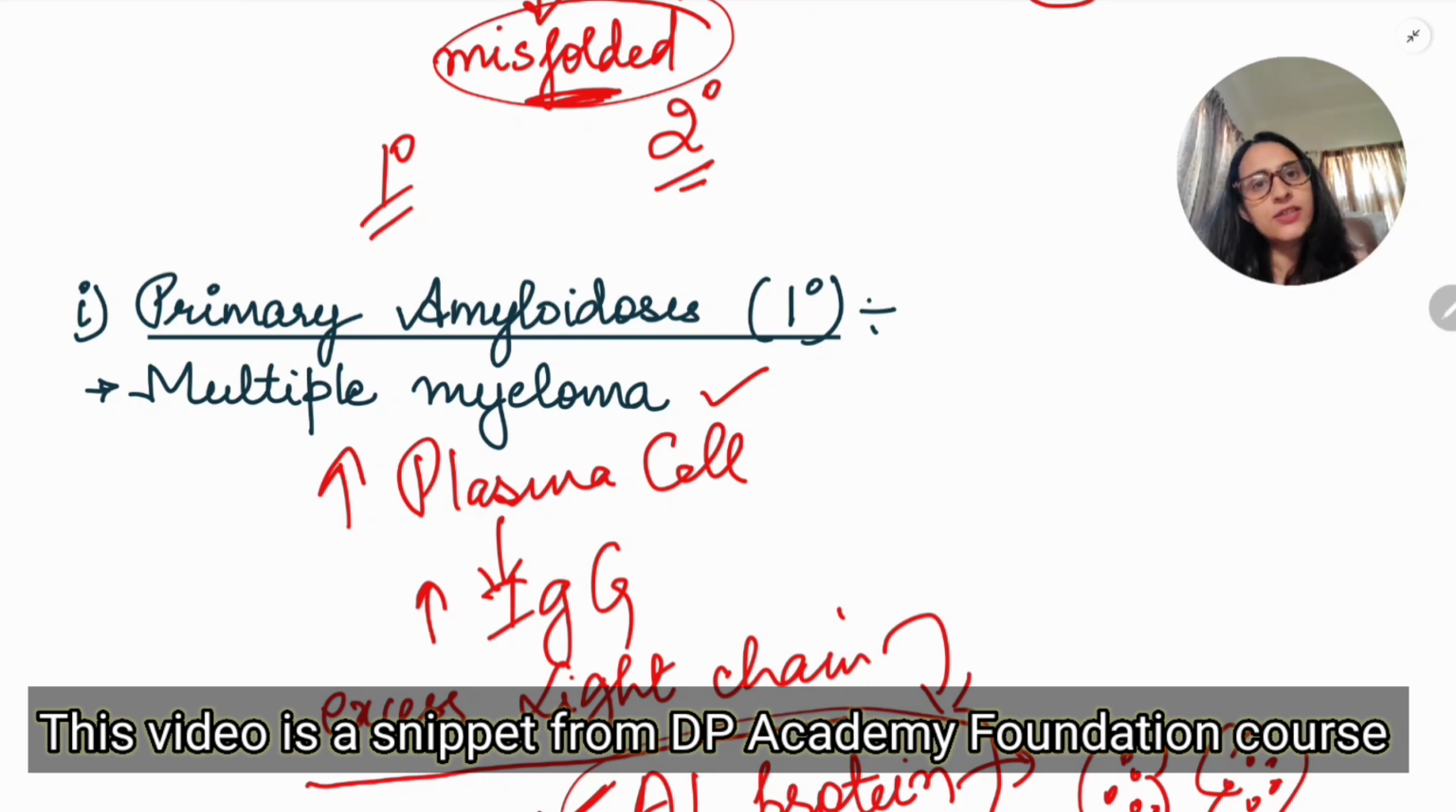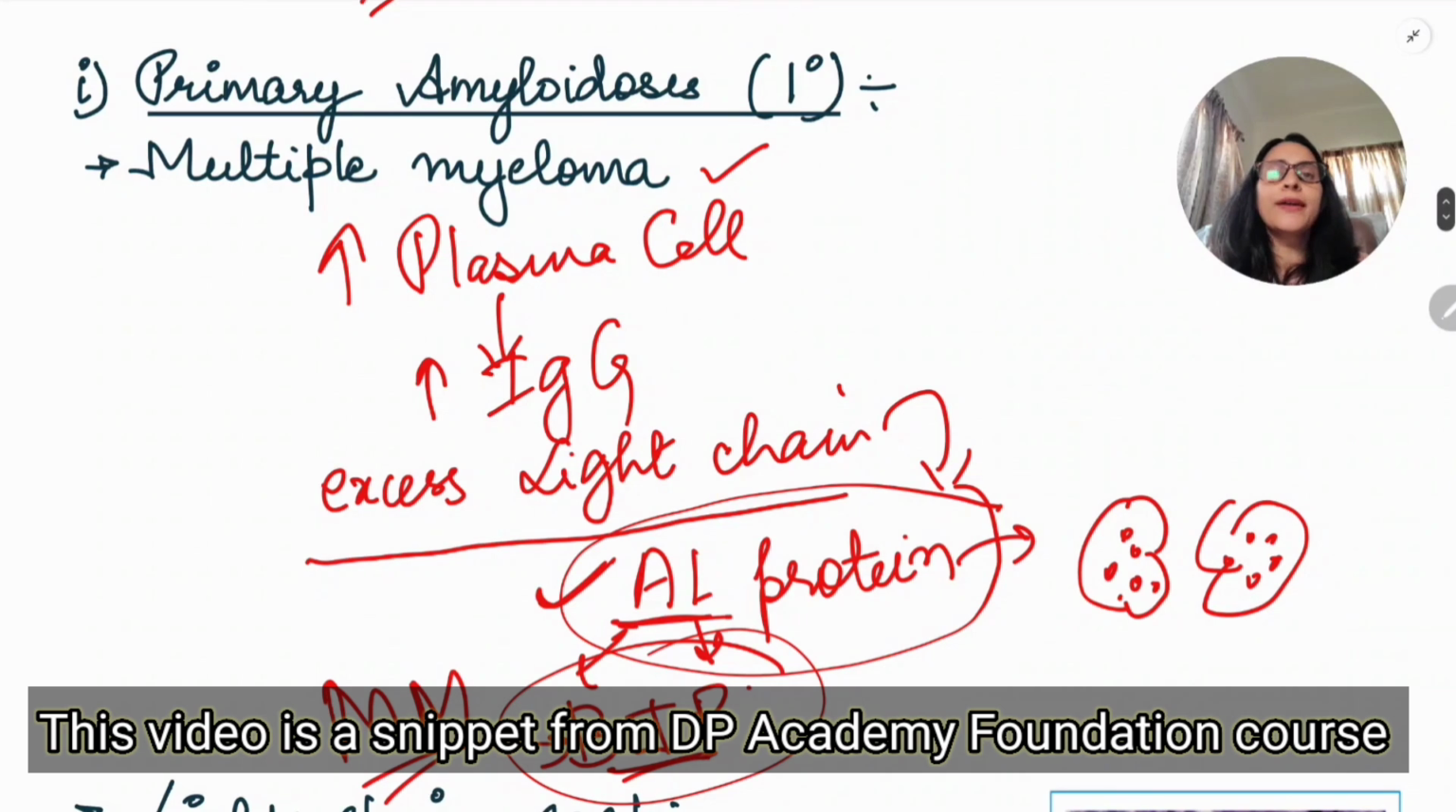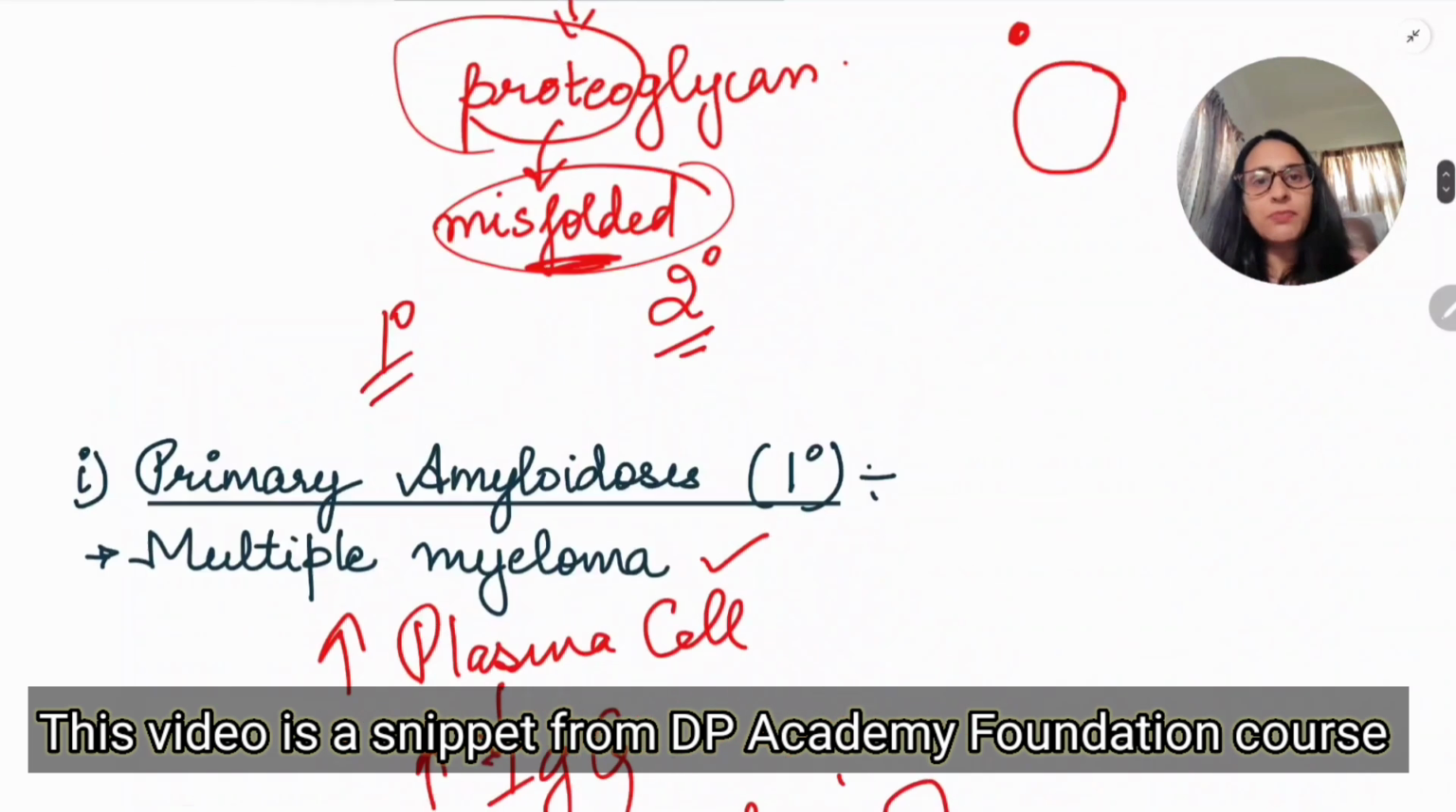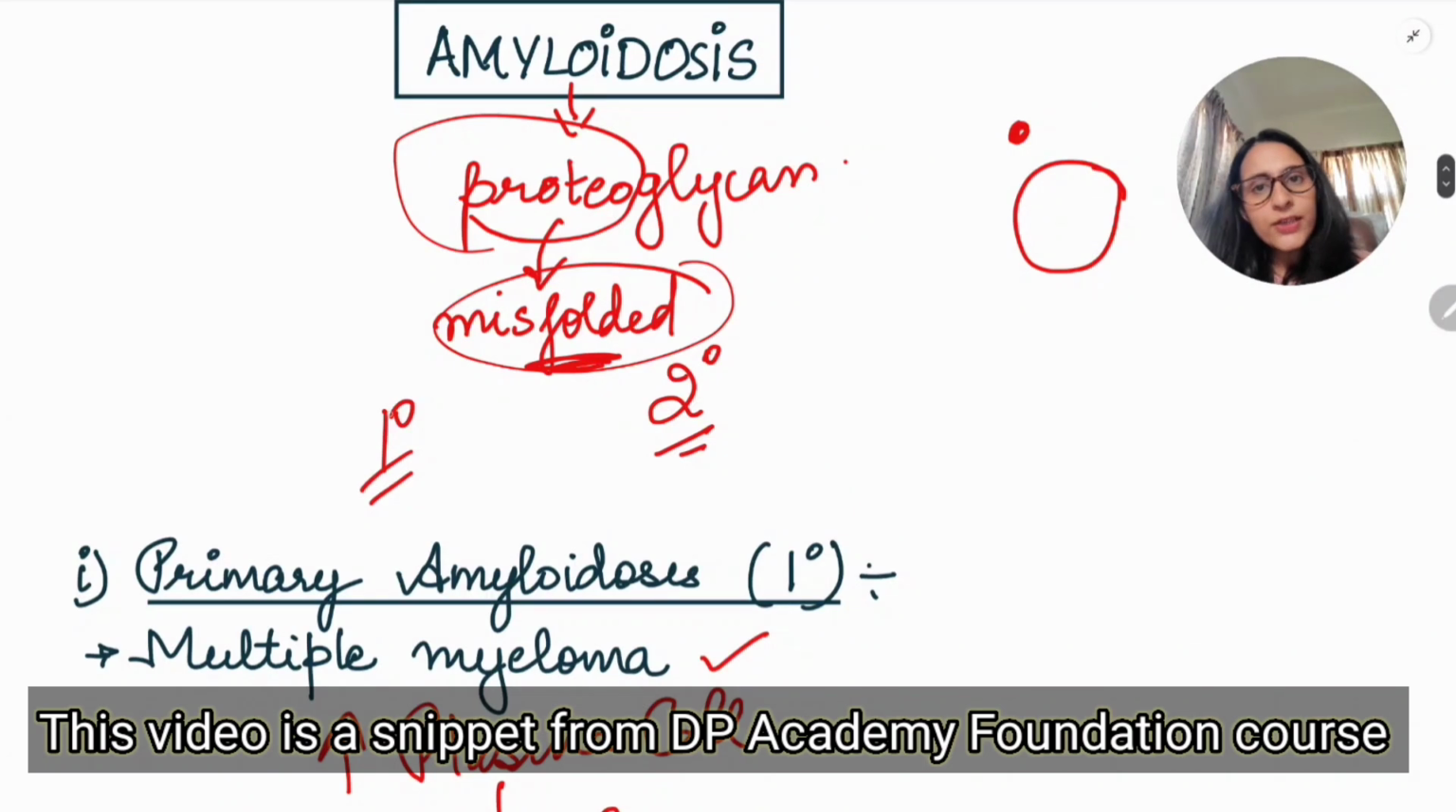And when it gets deposited in the kidney, it is known as myeloma kidney. Then this protein is also excreted in the urine, and it is known as Bence-Jones protein. So this is primary amyloidosis. The only example for primary amyloidosis we have is multiple myeloma. So there are two kinds of amyloidosis.